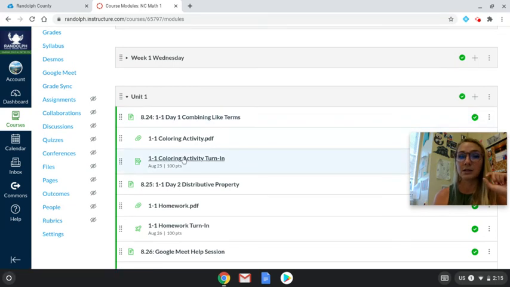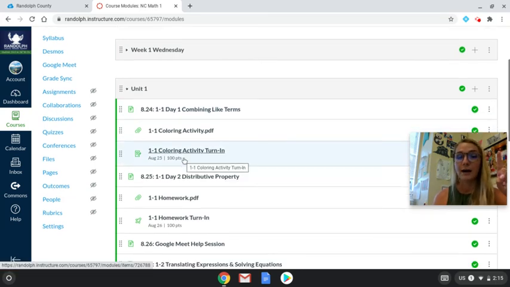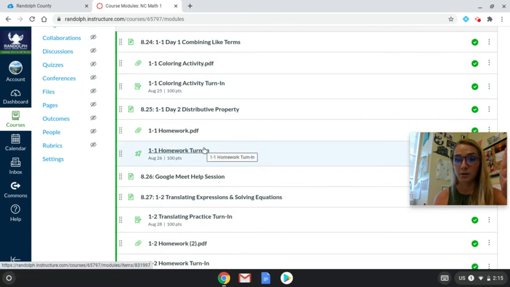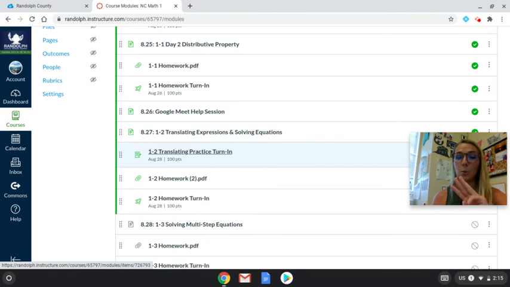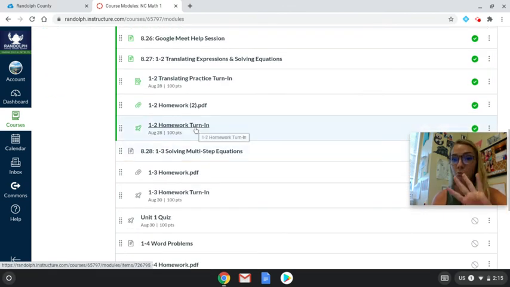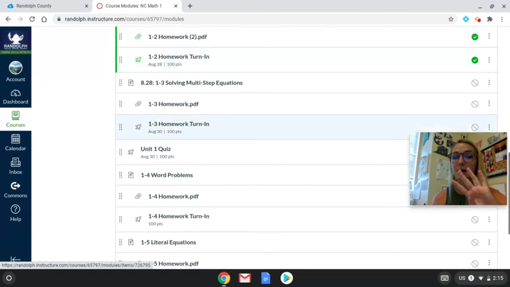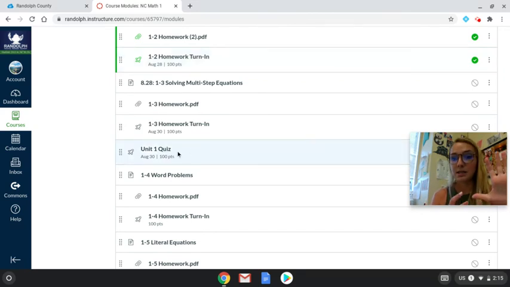We have to have turned in the coloring activity, number one. We have to have turned in 1-1 homework, number two. We have to have turned in translating practice, number three. We have to have turned in 1-2 homework, number four. And the last thing you'll have to have turned in is 1-3 homework. I said last thing, but I think you actually have one more thing. I think we're doing the quiz this weekend as well. So that will be this quiz to get that turned in as well. So 5 things all got to be done. Maybe that was 6. I don't know. I lost count. But all these things need to be done. Again, it's in your announcement.